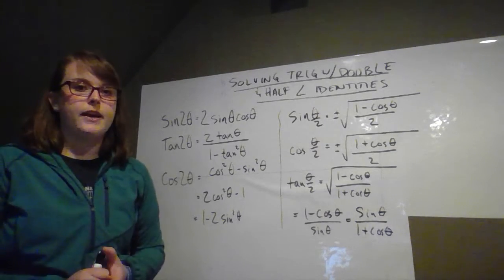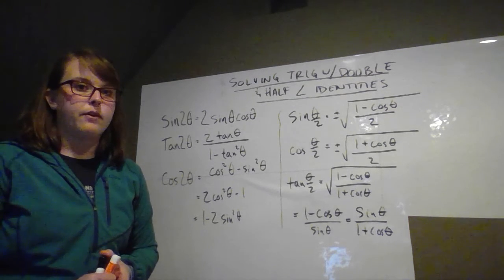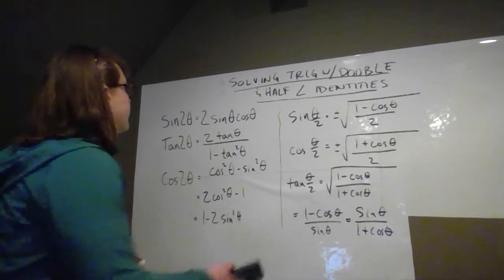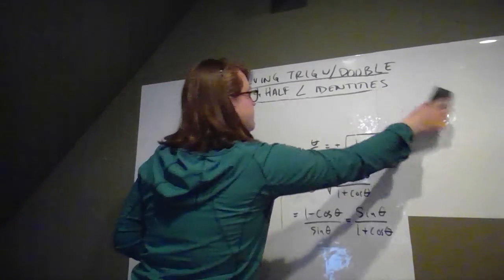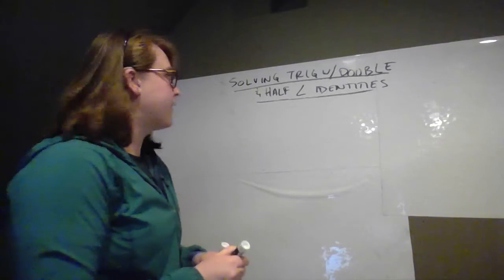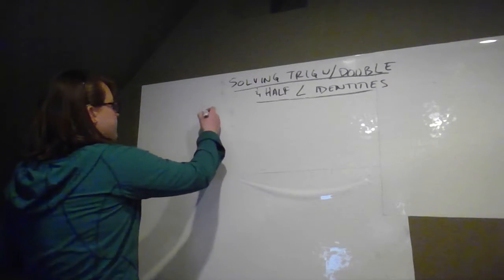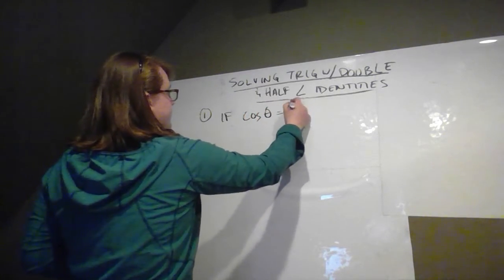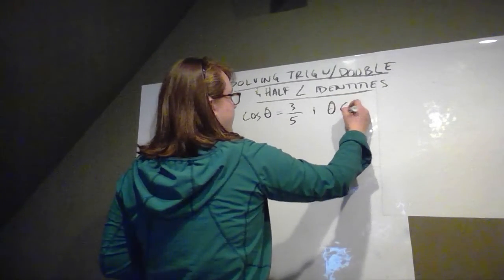So those are all of the identities. Again, if you need to pause the video to write them down, go ahead and do that, or find them on the internet or in your textbook. Okay, so let's move on to actually using these. So some of the problems that you're going to see are going to look similar to ones that we've done before, actually. So the first one we'll do: if cosine of theta is 3/5 and theta is in the interval 270 to 360.